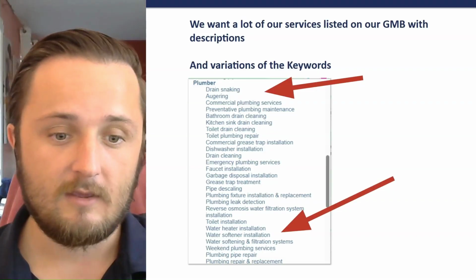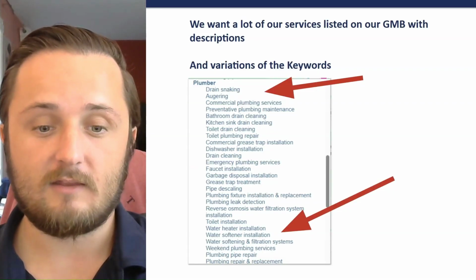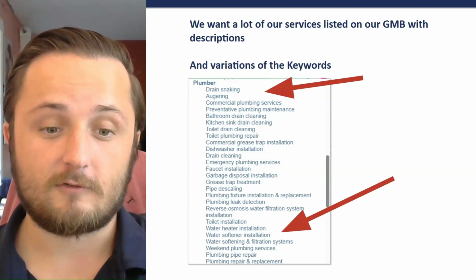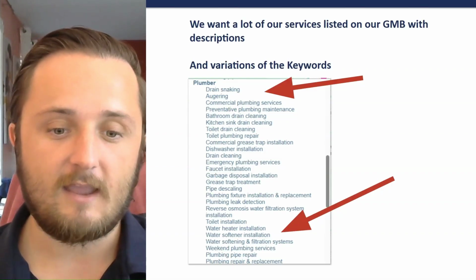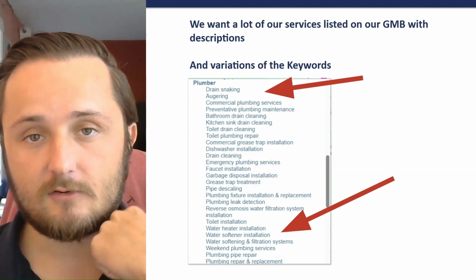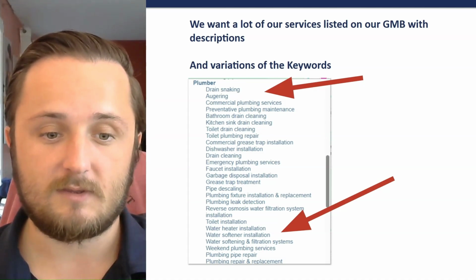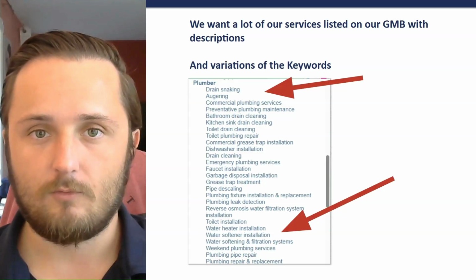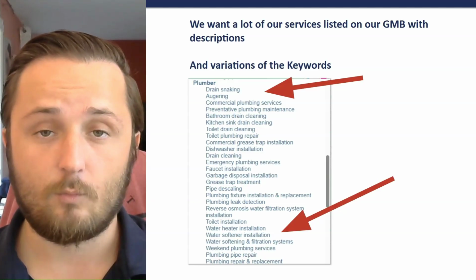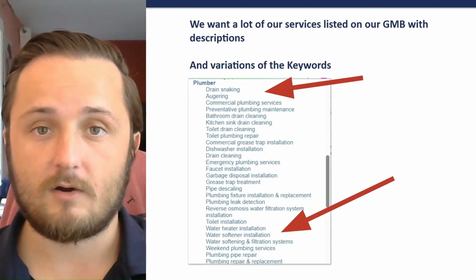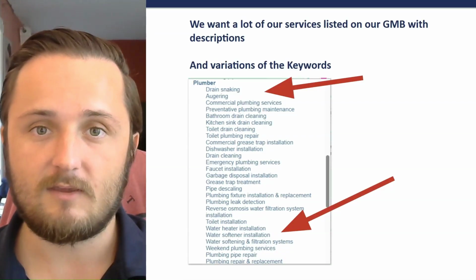So here at the bottom, what we can see is they have water heater installation, they have water softener installation, and they have water softening and filtration system. These are all just variations of the top level keyword, which would be water softener or water heater. Then by adding installation to it, we have a variation.